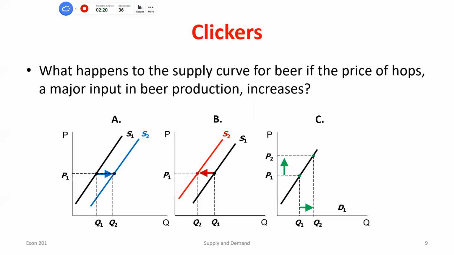If input prices go up, it now costs me more to make something. Am I going to be willing to supply more or less of it? Less, so I should see a decrease in supply, which we talked about over here.